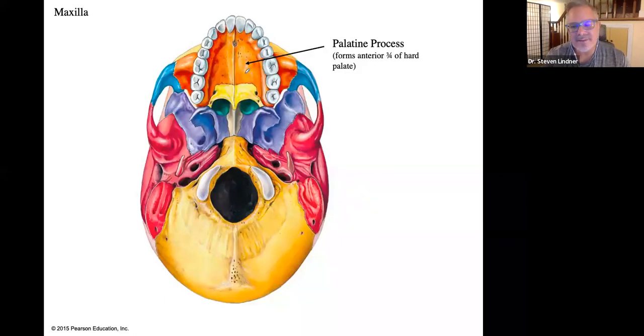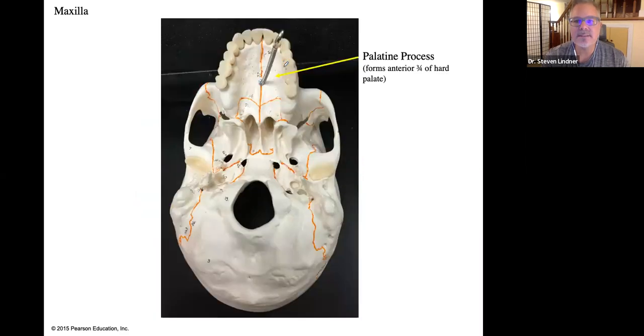When we look at the inferior portion of the skull, we rotate underneath, we're looking at the maxilla, and this is the palatine process. The palatine process is this portion here, which is the anterior 3/4 of the hard palate. Again, the palatine process right in here, the anterior 3/4 of the hard palate.